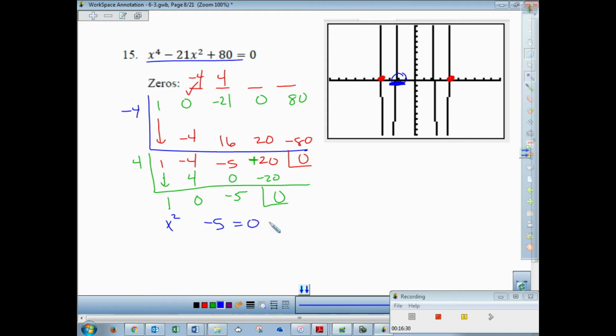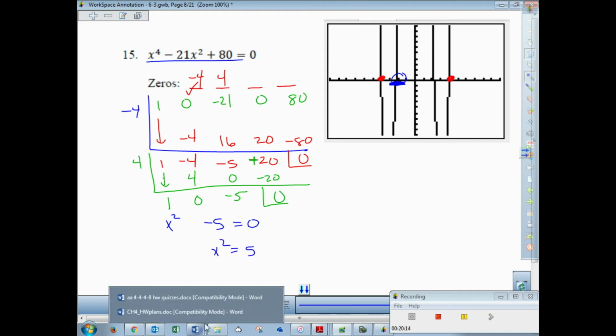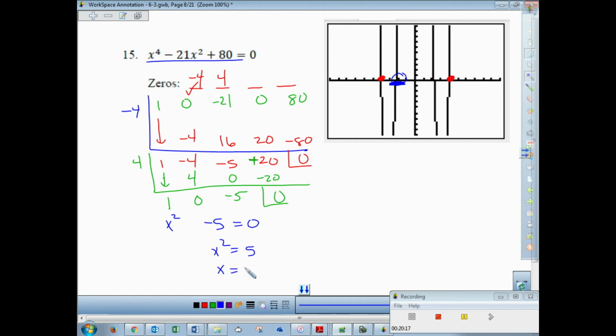I like this one. Due to the fact that there's no x to the first, you don't have to do the quadratic formula on it. You don't have to complete the square. Get x squared all by himself. X squared equals 5. So then how do you solve for x? Square root, x equals plus or minus the square root of 5.